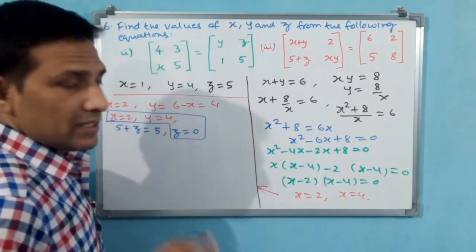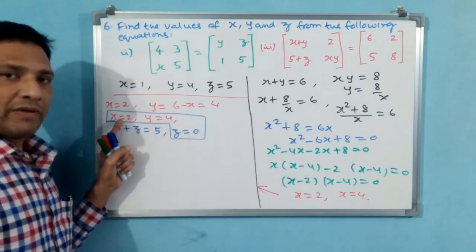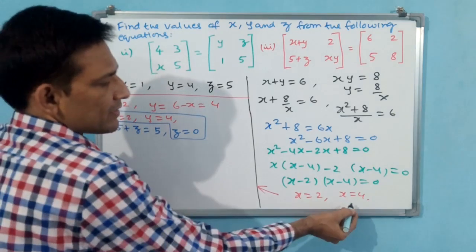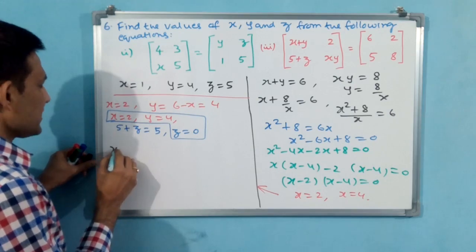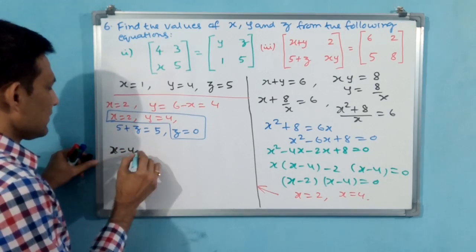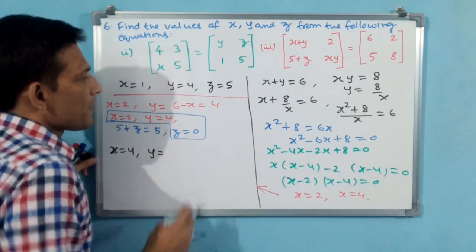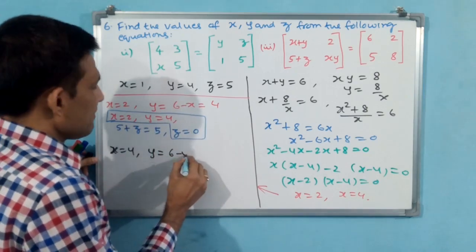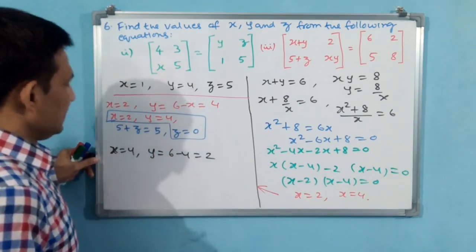You have got all the three. But see, this is when x is equal to 2. Here another option is there, x is equal to 4. When x is equal to 4, y is equal to 6 minus x. 6 minus 4, that is equal to 2.